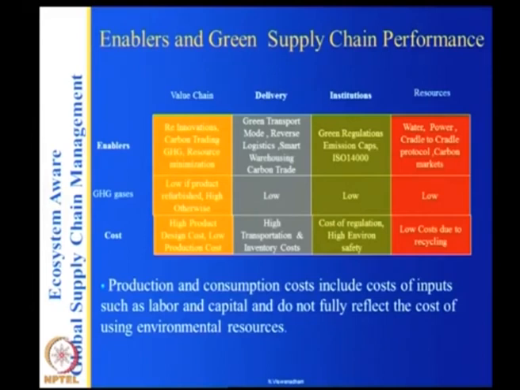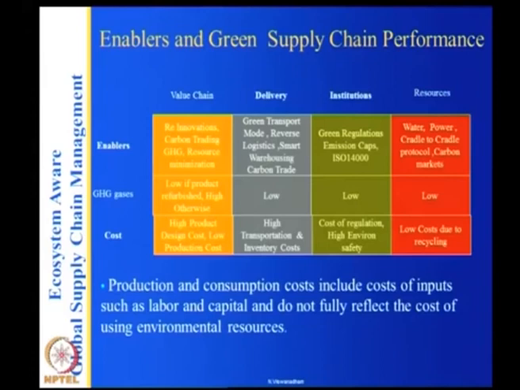So here in the green supply chain, in earlier supply chains we were using lead time and all that. Now the parameters that you need to measure for green supply chain performance include GHG gases. What happens to them? Low if the product is refurbished, high otherwise. Because you are using all these innovations, your delivery GHG gases will be low. Institutions' regulations will make it low, and the water, and because of the resources, the GHG gases are low because you are using less.